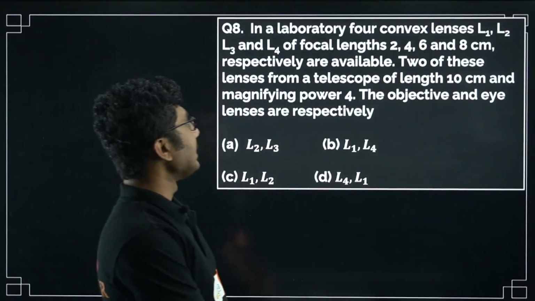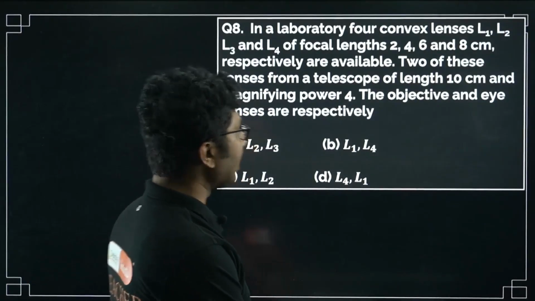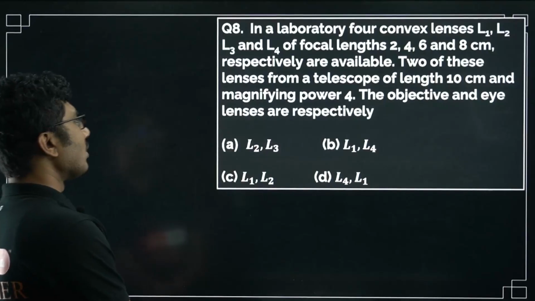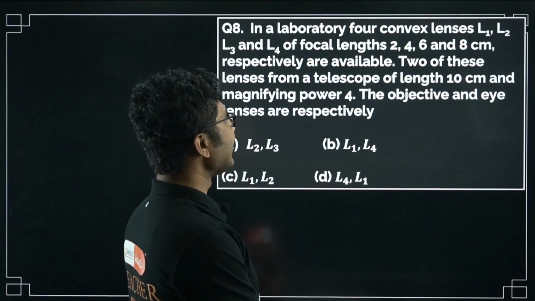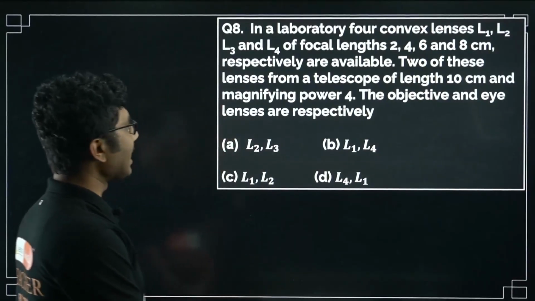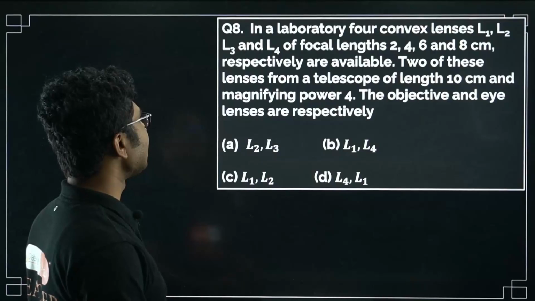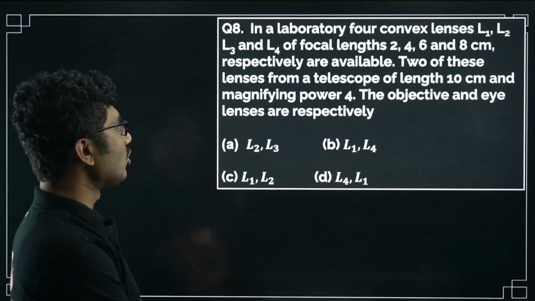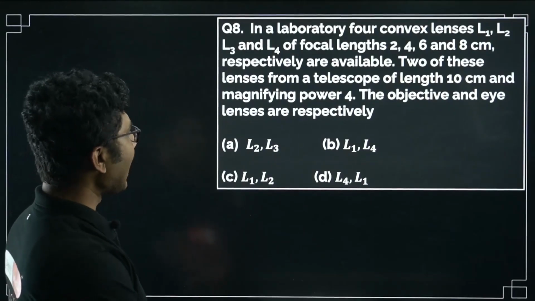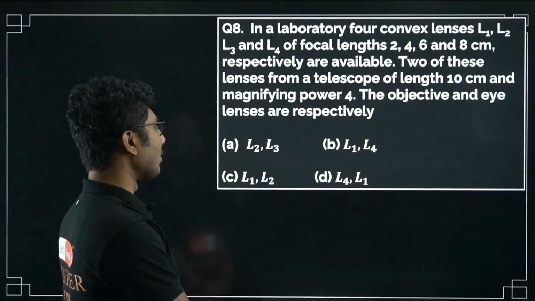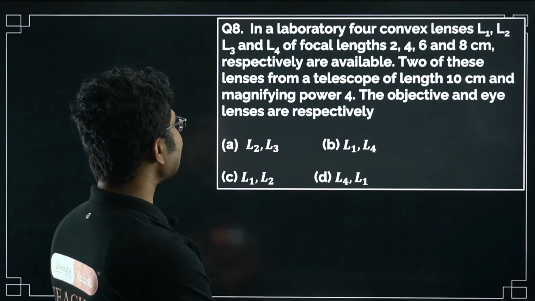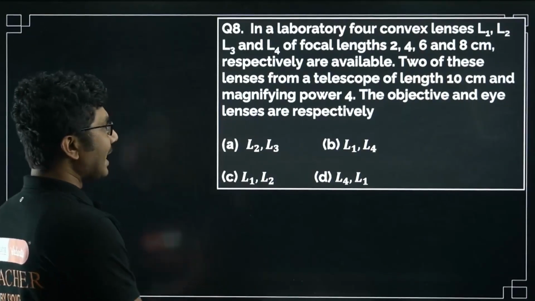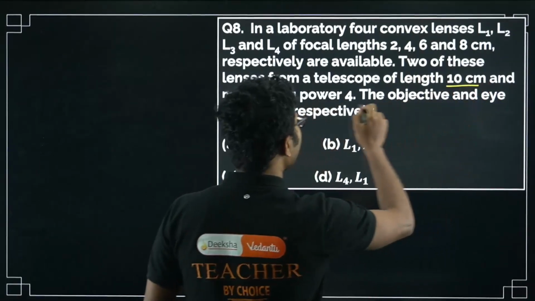In a laboratory, 4 convex lenses L1, L2, L3 and L4 of focal lengths 2, 4, 6 and 8 cm respectively are available. 2 of these lenses form a telescope of length 10 cm and magnifying power 4. The objective and the eye lenses are respectively. So length is 10 cm and power is 4.